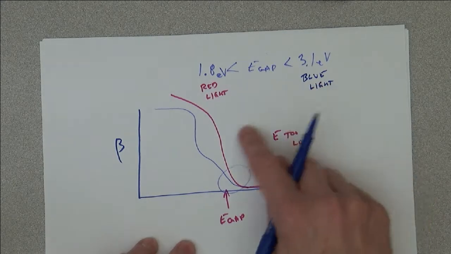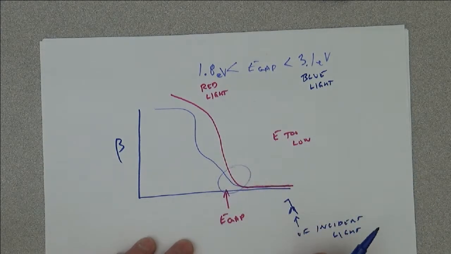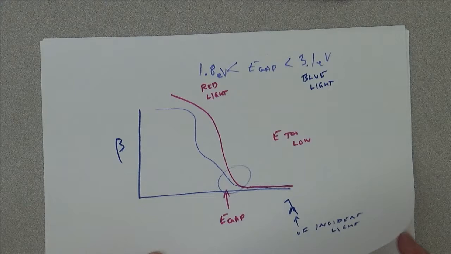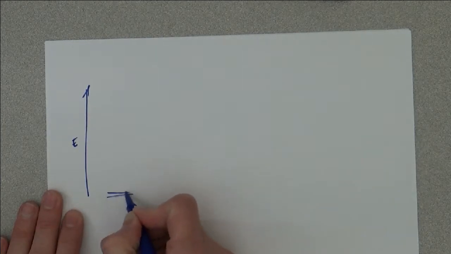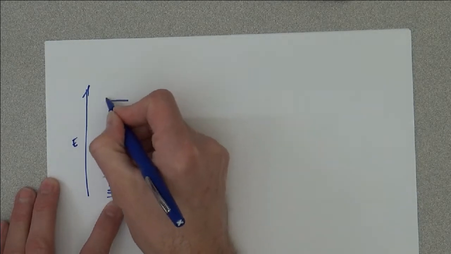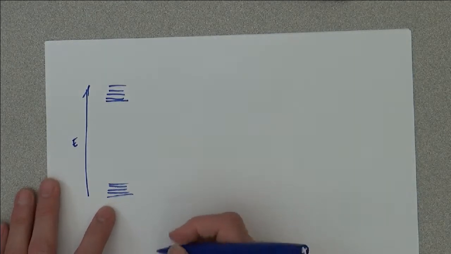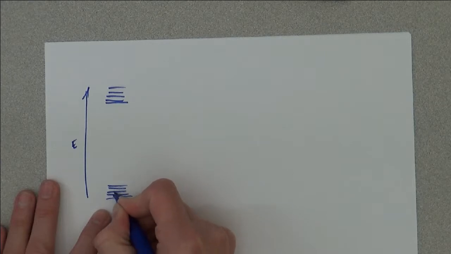Now, it turns out defects also can play a role in this. So, for example, if I have, say, my valence band here, my conduction band there, these are occupied.